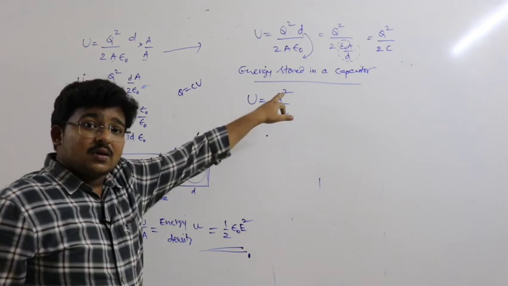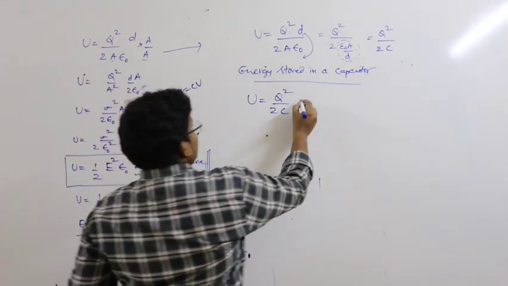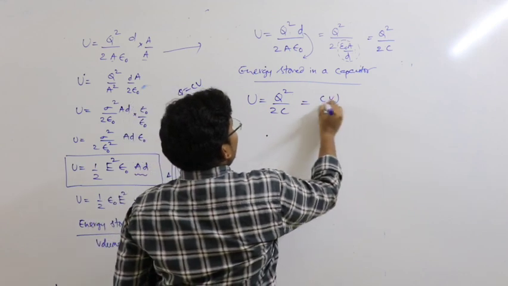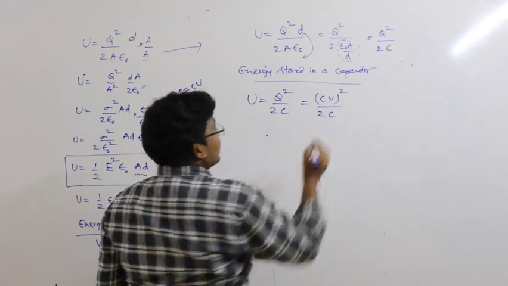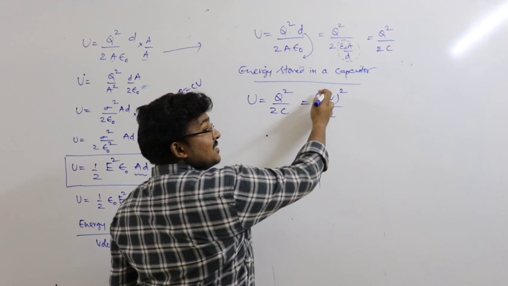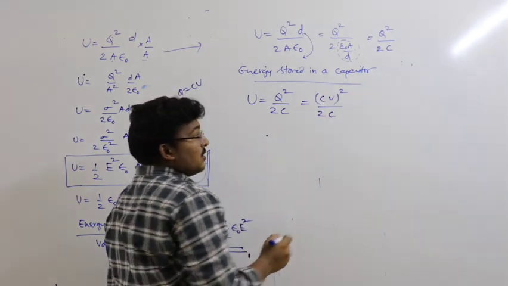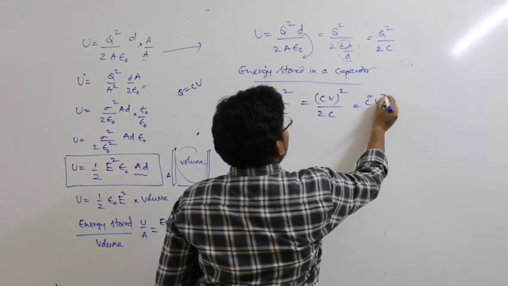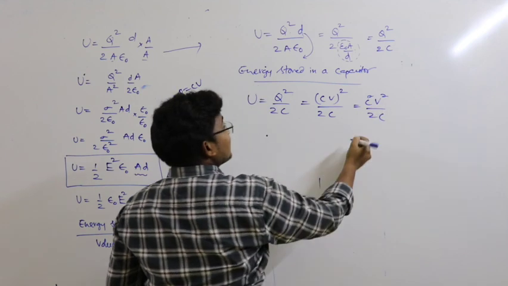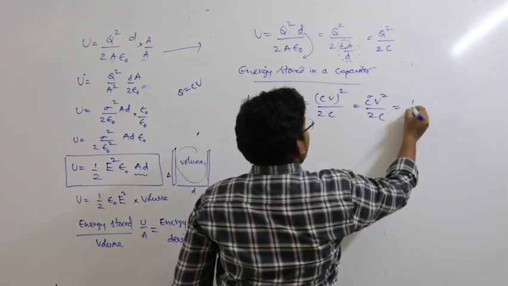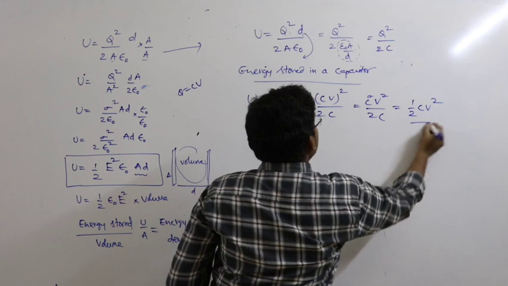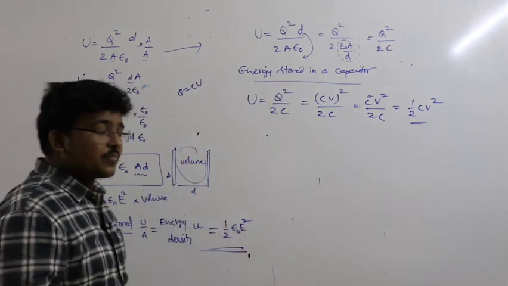Can I keep this in the place of Q? Yes. So in the place of Q, CV I am keeping. So CV square by 2C. It will be C square V square upon 2C. One C cancels. Now what you will get here? Half C V square you will get. That is also one form.